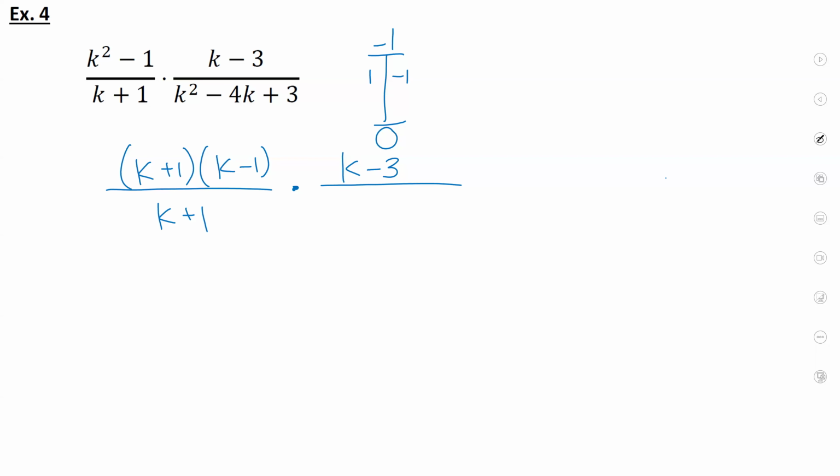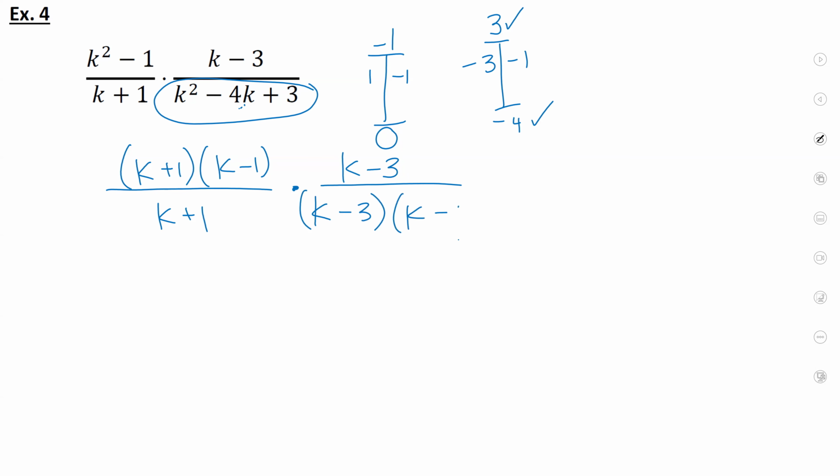For this denominator, I need 2 things that multiply to 3, add to -4. Good. -3 and -1 will multiply to 3 and add to -4. So my denominator will be k minus 3 and k minus 1.